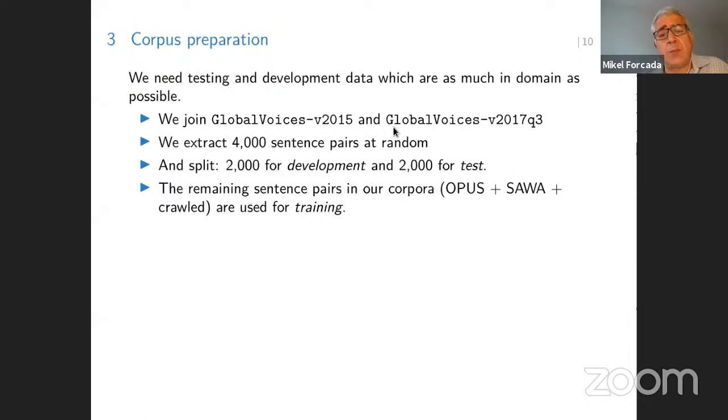So for the bilingual corpus, we had to segment it in training, development, and test, as we usually do. For development and test, we extracted 4,000 sentences at random from a joint corpus made of the Global Voices corpora in Opus. And we split those 4,000 sentences in 2,000 for development and 2,000 for test. And the remaining sentence pairs were used for training.